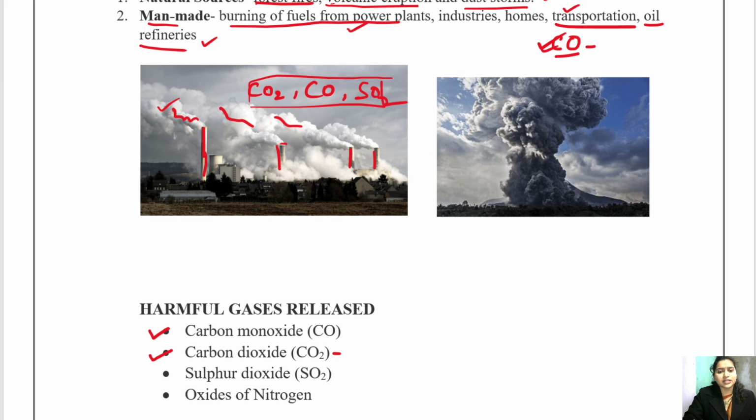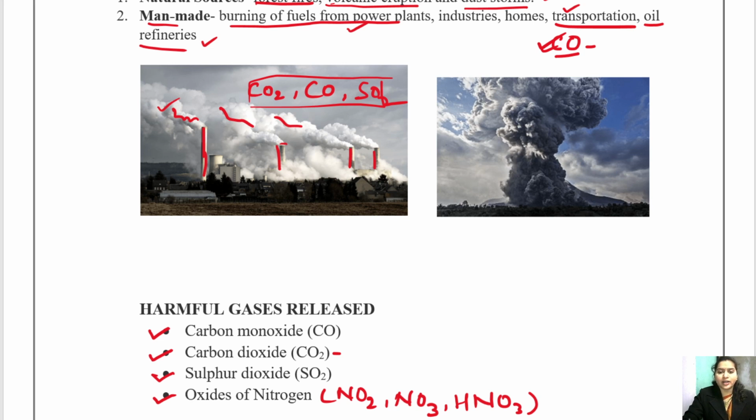Okay, so these are the harmful gases that are released: carbon monoxide, carbon dioxide, sulfur dioxide, and certain oxides of nitrogen like nitrogen dioxide, nitrogen trioxide, that is nitrate and nitrite, and also they can form certain acids. Okay, so we'll talk about it.